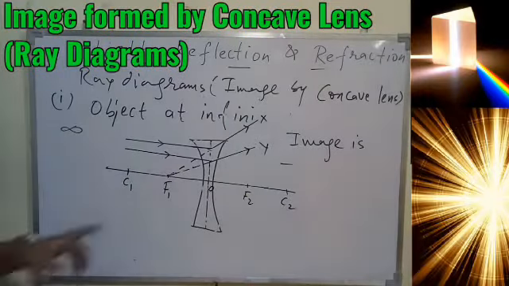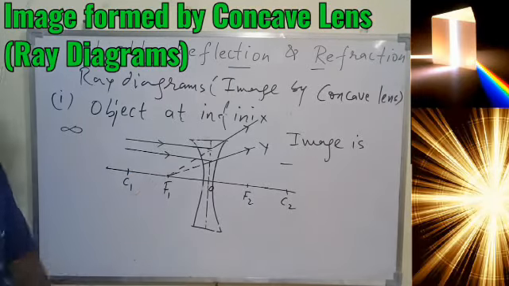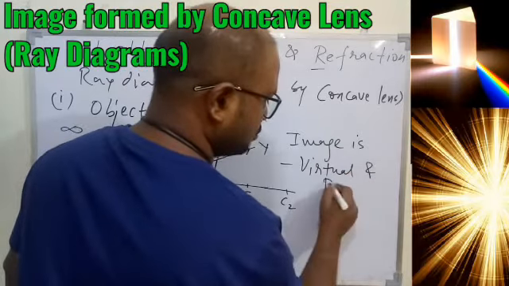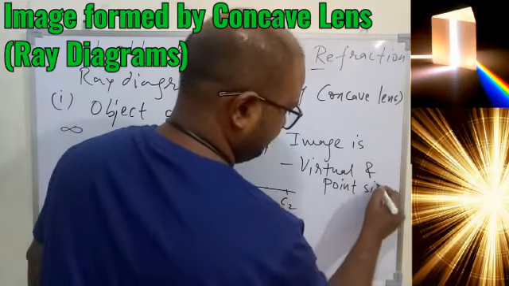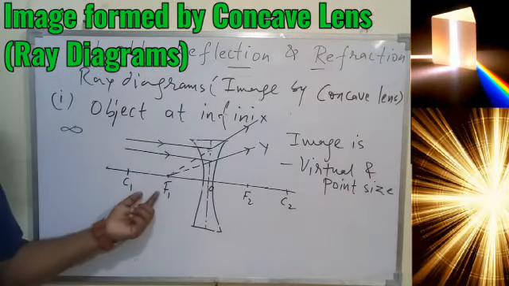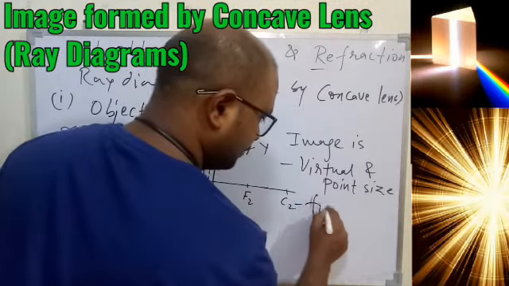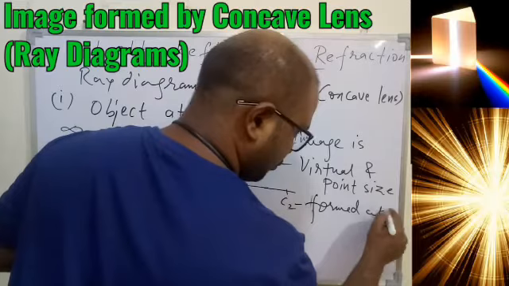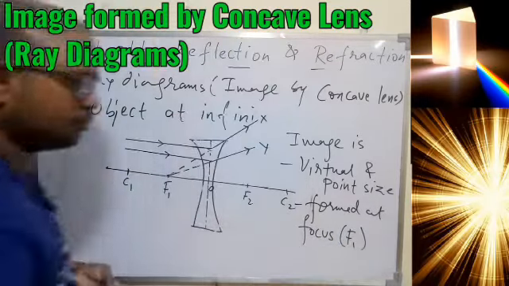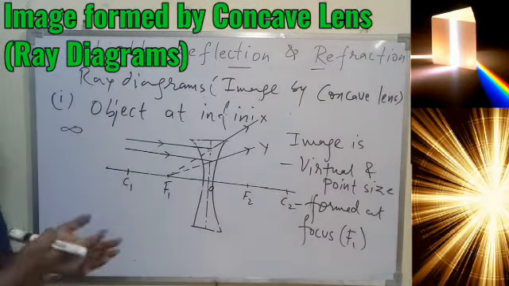So the image is virtual because the rays basically seem to diverge from F1. So the image is virtual, and point size also, that is very small in size, diminished. Then it is forming at the focus itself. So it is formed at the focus, that is F1 in the case of a concave lens. And those are all the things we can find out.